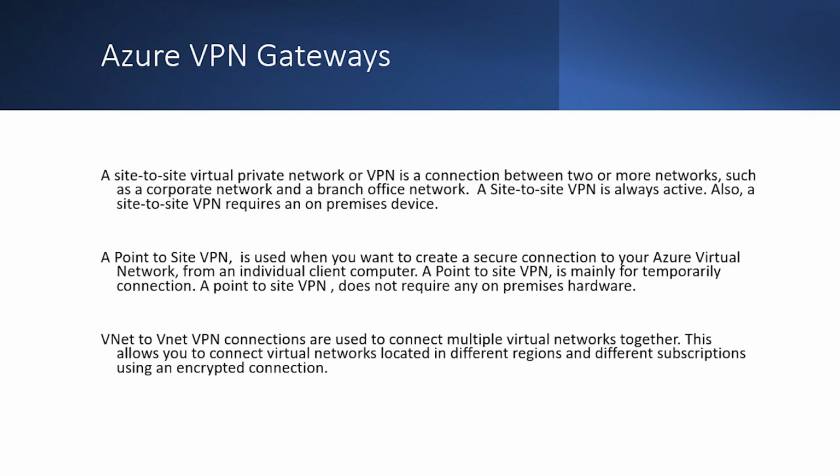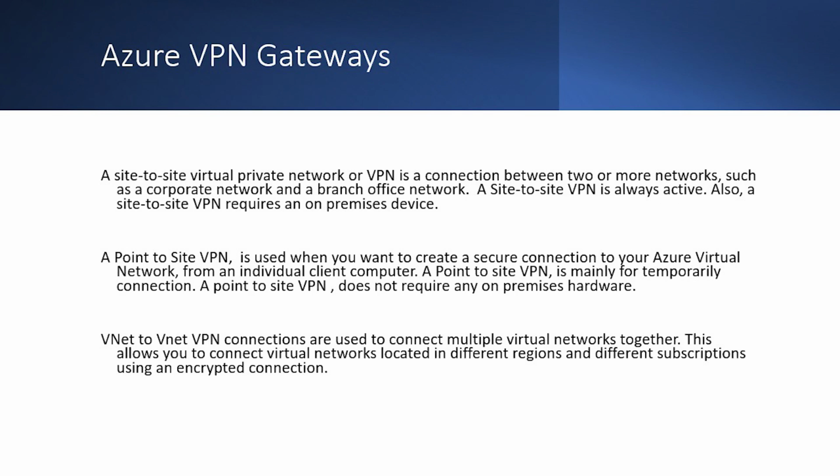A site-to-site VPN is a connection between two or more networks, such as a corporate network and a branch office network. A site-to-site VPN is always active. Also, a site-to-site VPN requires an on-premises device.